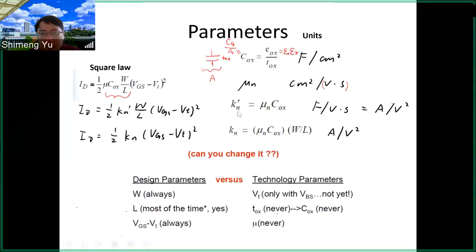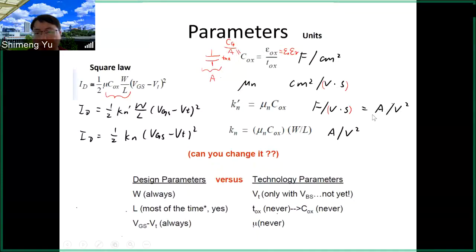So the unit for the Kn prime is mu n times CoX. So basically you multiply here the CoX and the mu n in the units. So the centimeter squared cancel. What is left is this Farad divided by the volts and then the second. And it will be equivalent to this ampere per volt squared. So you know those units can be converted. There are not many fundamental units. In the SI unit system, there are only 7 fundamental units.